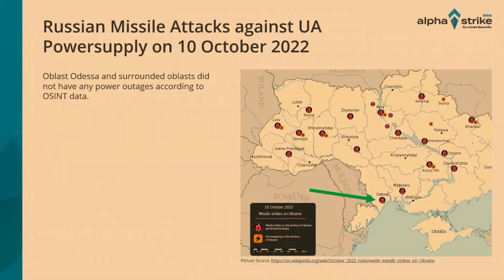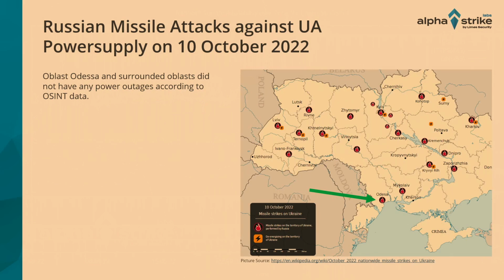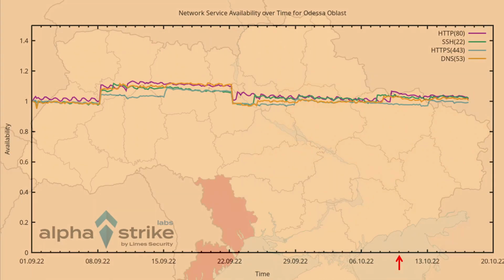And to show you that the opposite also works very well, we can see that in Odessa, which is in the southwest of Ukraine, there was no power outage according to the social media and other newspapers, and there we can see in the data a quite steady line on the availability of the network services.